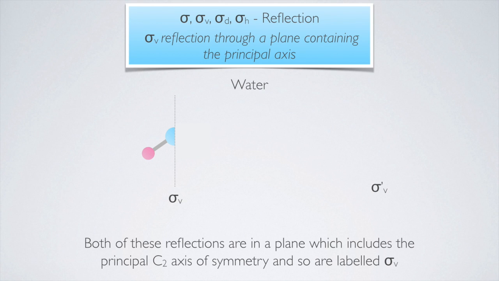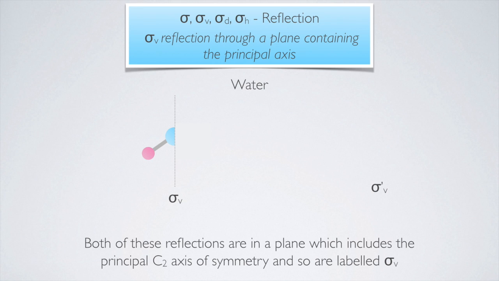So let's move on to reflection. Remember, they're all called sigma, and depending on the orientation of the mirror plane associated with the reflection, we can call them sigma v, sigma d, or sigma h, and we'll explain that.